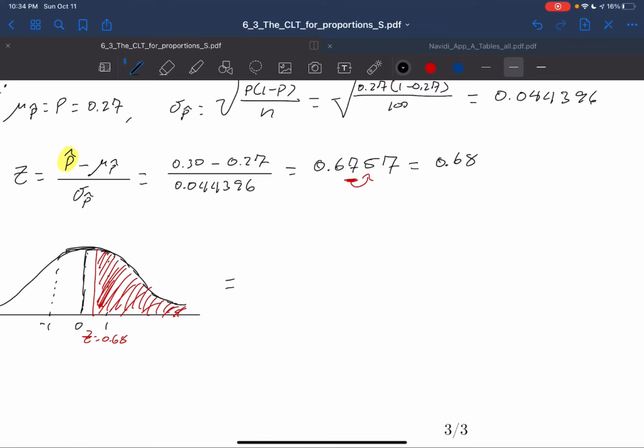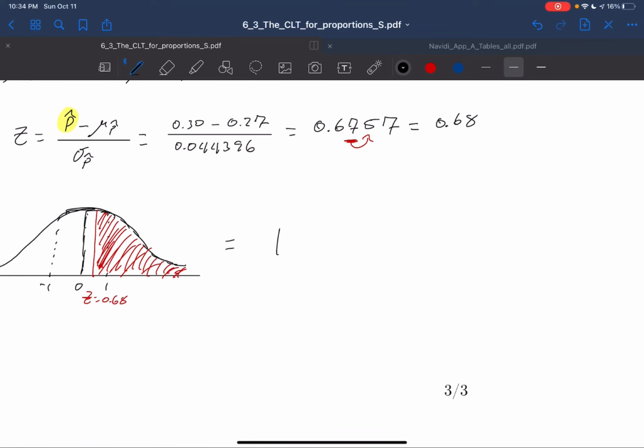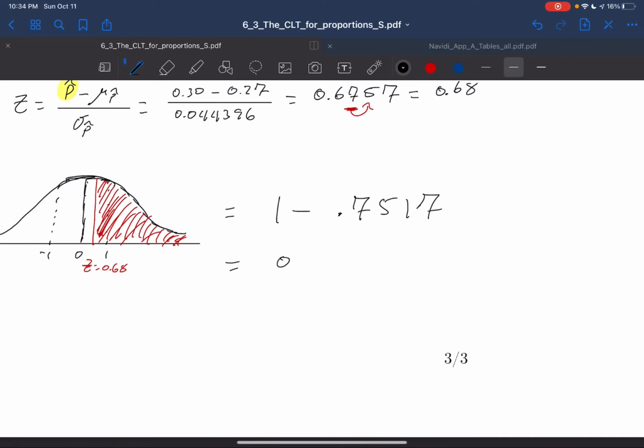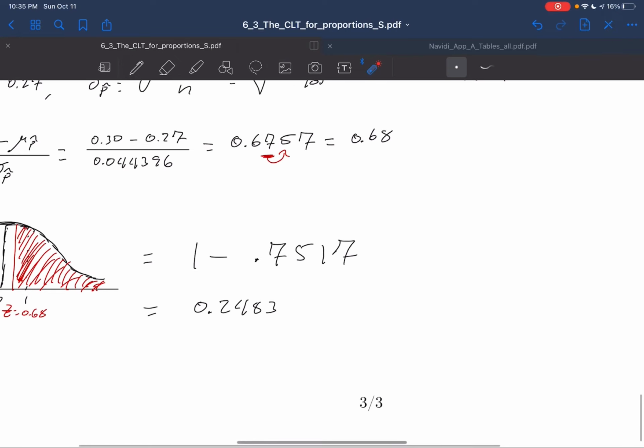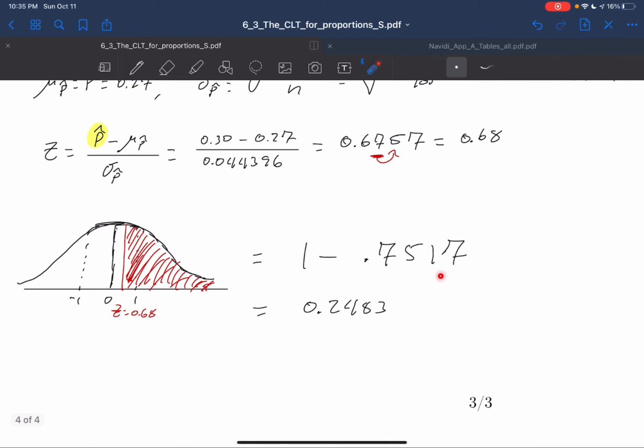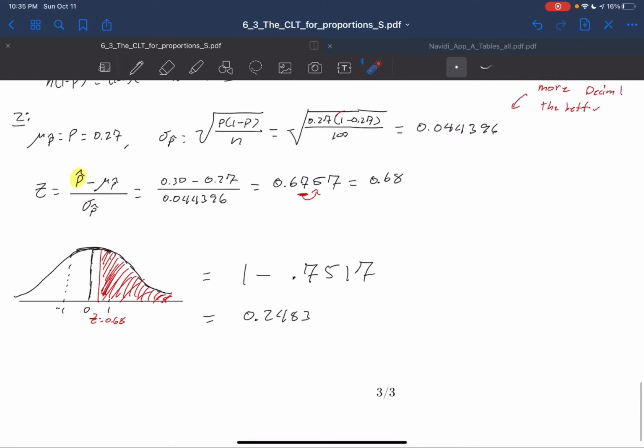I'm just going to quickly compute this because of time. It will be 1 minus the area to the left, which is 0.7517, which should be equal to 0.2483. If you're still a little bit confused about this part, you could look at section 6.1 or come to my office hours, because this is really important. We're going to compute a lot of areas under the curve throughout the rest of the semester.